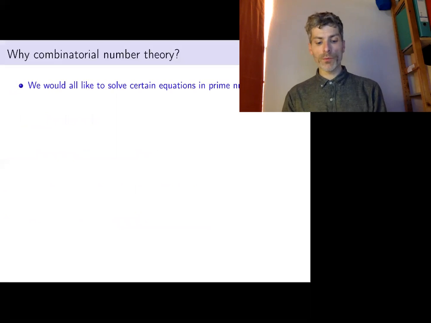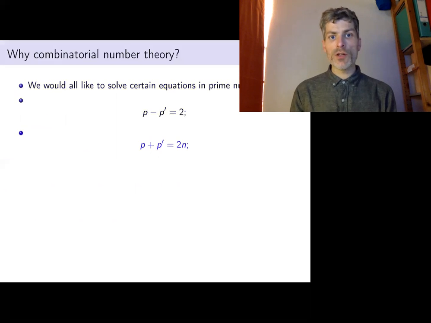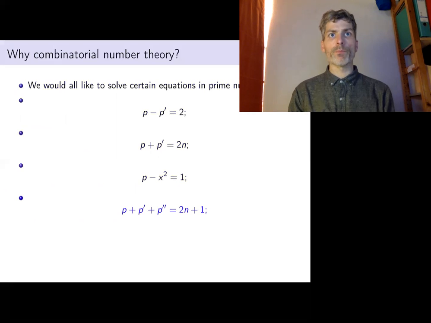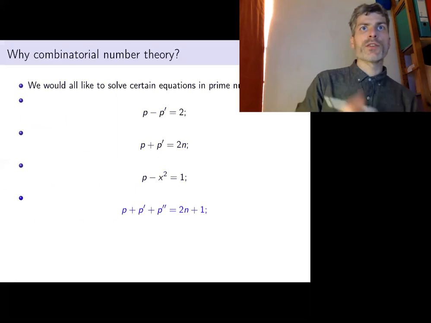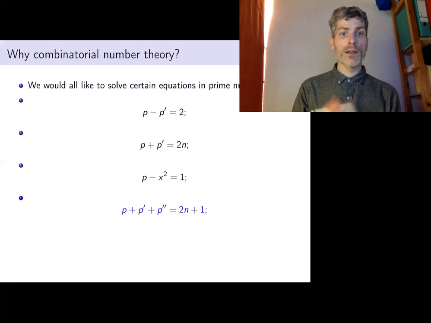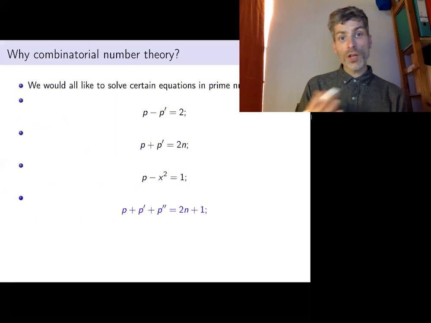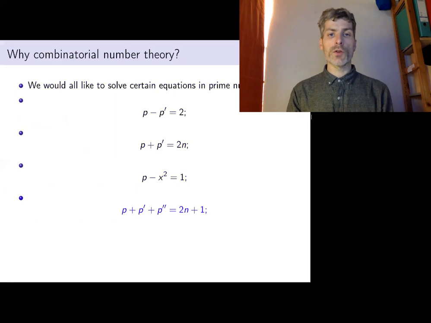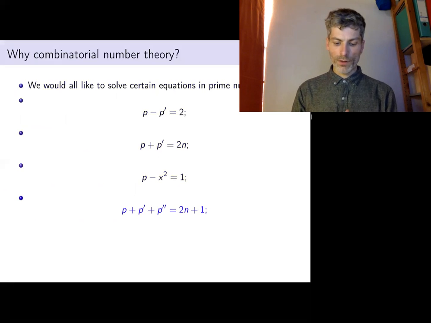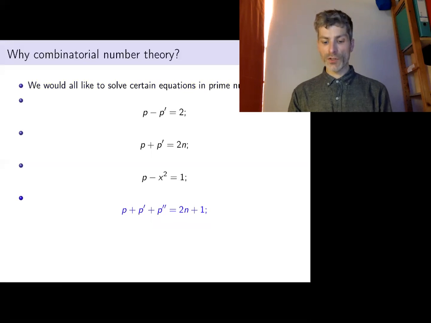So why combinatorial number theory? Well, I'd hope you'd agree that we all would like to solve certain equations involving prime numbers. The first few equations there, we've got the twin prime conjecture, binary Goldbach problem, Landau's fourth problem. The fourth equation is the ternary Goldbach problem: every large odd integer is a sum of three primes. So unlike the first three equations, we know the fourth equation has solutions in integers.